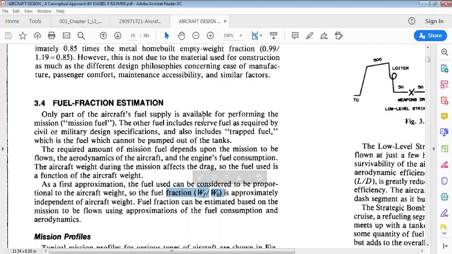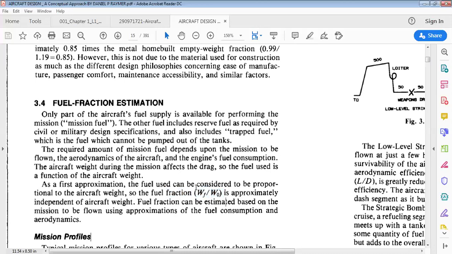Other fuel includes reserve fuel, as required for a civil or military design specification, and also trapped fuel, which is the fuel that cannot be pumped out of the tank. The required amount of mission fuel depends upon the mission to be flown, the aerodynamics of the aircraft, and the engine fuel consumption. The aircraft weight during the mission affects the drag, so the fuel used is a function of the aircraft weight. Understood? That is WF by W naught.